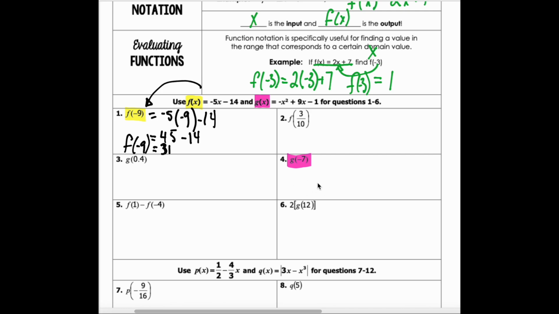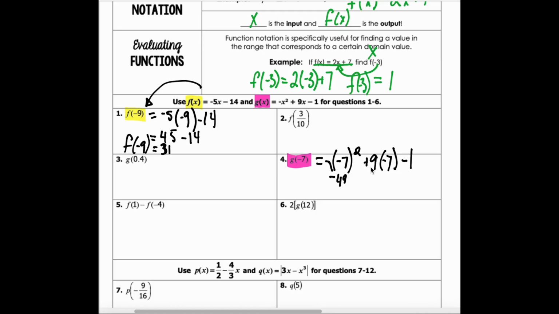All right, let's take a look at g. Same thing, we're just going to use this function, the g of x, and plug in negative 7. So g of negative 7 is negative x, and we need to put a parenthesis because we're substituting, squared, plus 9 times x again, which is negative 7, minus 1. Of course, we're going to use PEMDAS and do order of operations, so we take care of the exponent first. Negative 7 times negative 7 is now positive 49. Then we bring down our negative symbol.